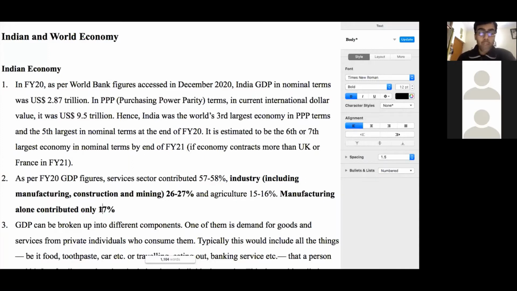That is why manufacturing, especially for a country like India, with its vast population, which is now close to 1.4 billion, is critical for the economy. And we are going to learn very soon in the later half of this session why I am citing this figure again and again. So let's move ahead. And agriculture is 15 to 16%.